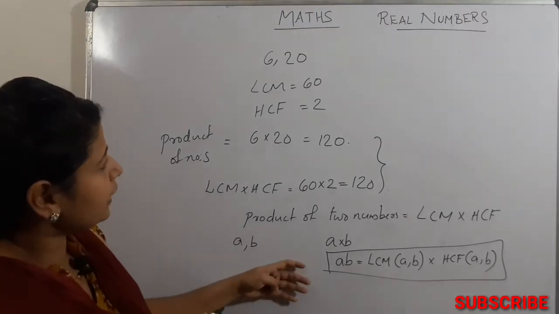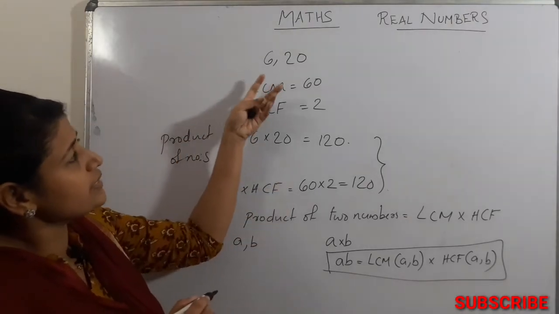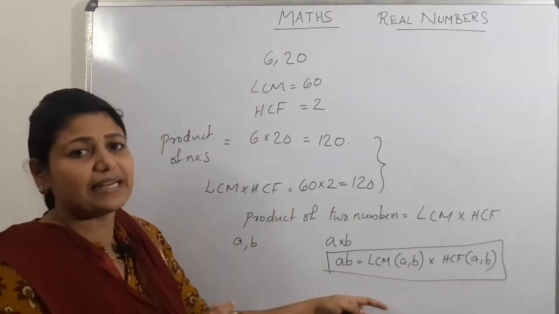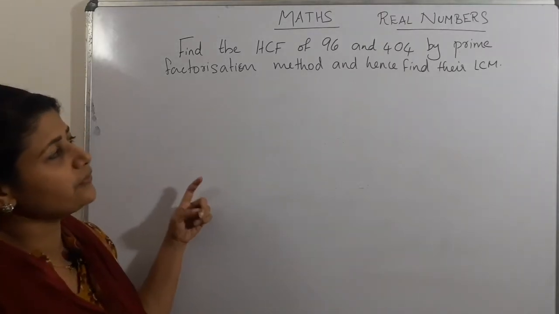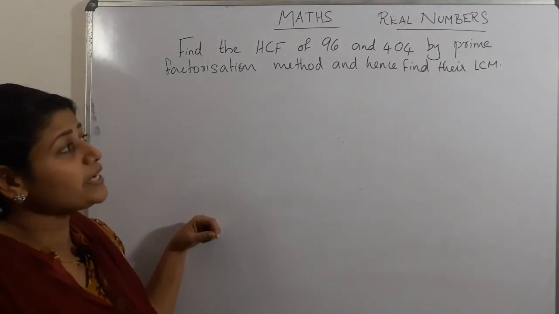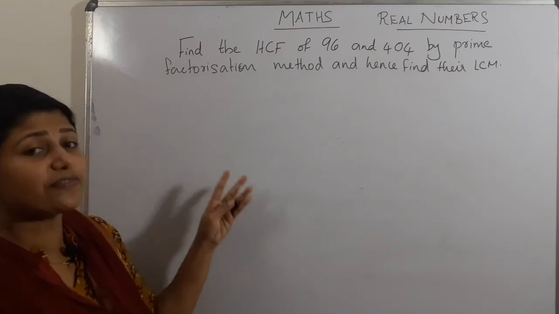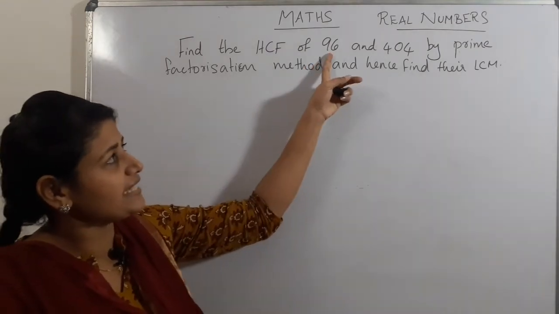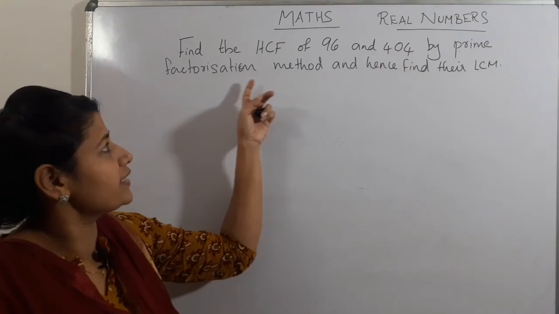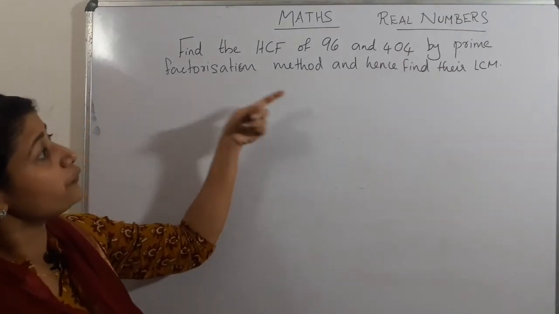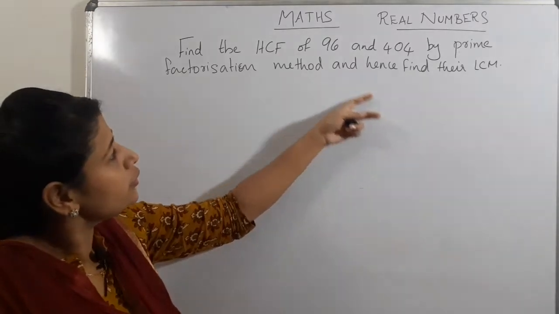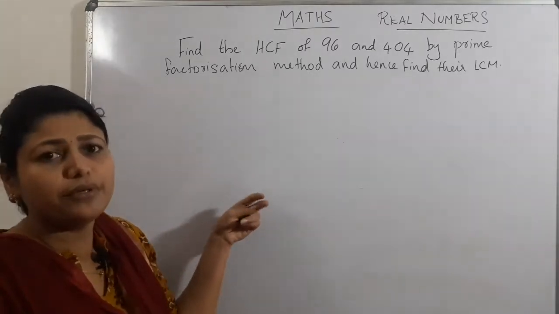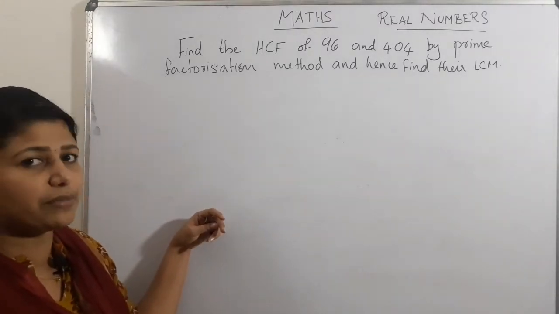Okay, so here I told you that whenever you are given two numbers, the product of those two numbers will be equal to the product of their LCM and their HCF. Next question: find the HCF of 96 and 404 by the Prime Factorization method and hence find their LCM. We want to find the HCF of 96 and 404 using Prime Factorization, and from that find the LCM. No need to do the Prime Factorization for the LCM. We will use the formula we have just studied, that the product of the numbers is equal to the LCM into HCF.